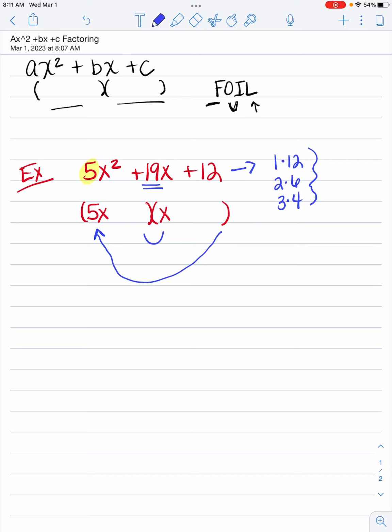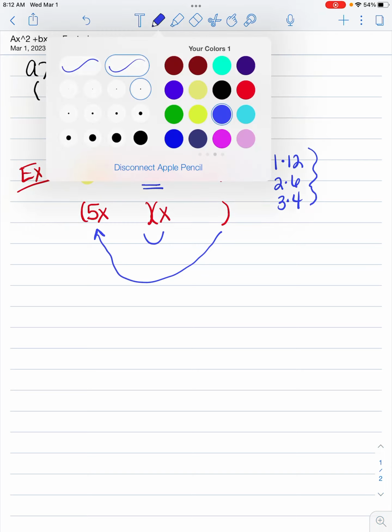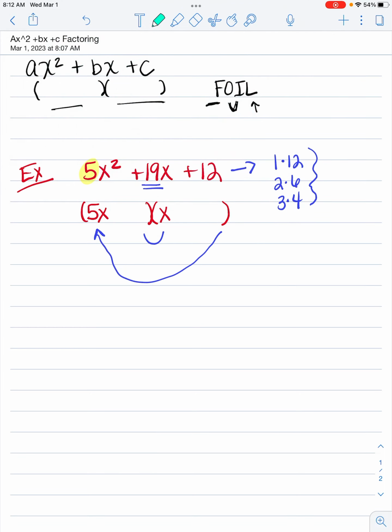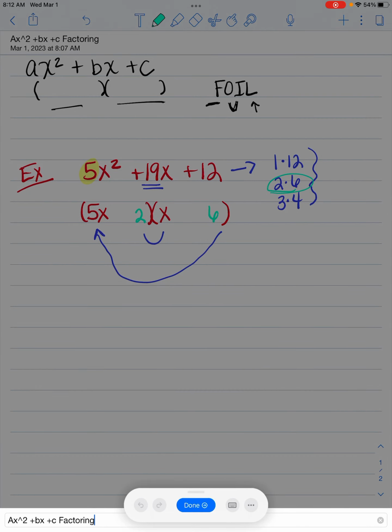Okay, so I'm going to do this first one wrong on purpose, so please don't write this down if you're writing in pencil. I'm going to totally erase it. So say I thought it was 6 and 2, okay? If I put a 6 here and a 2 here, look what you get. This becomes a 2x, and this becomes a 30x. 30 plus 2 is definitely not 19, so I know that definitely can't be the right answer.